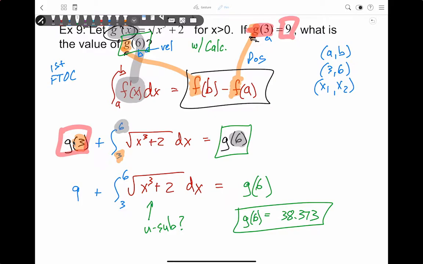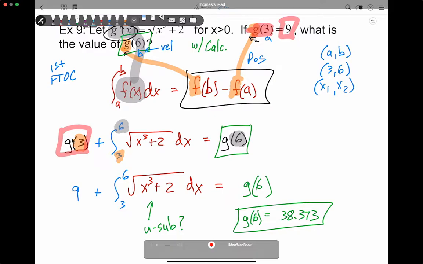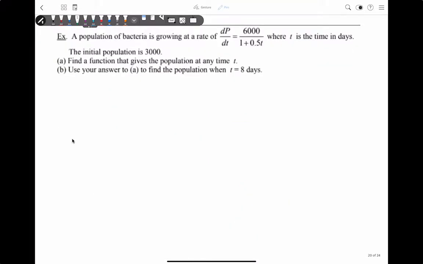Okay, so let's go ahead and move on to our next example. Our next example is looking at a population that's given a differential equation where t is time in days. So days is t, and the initial population is 3,000. So this initial population is when t is 0.